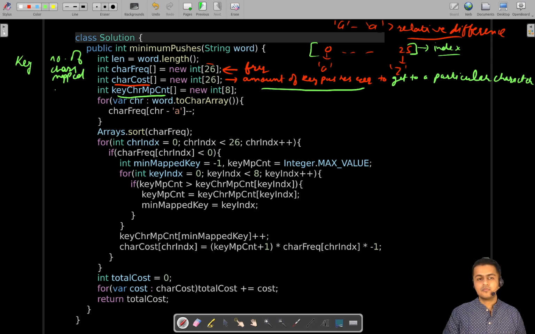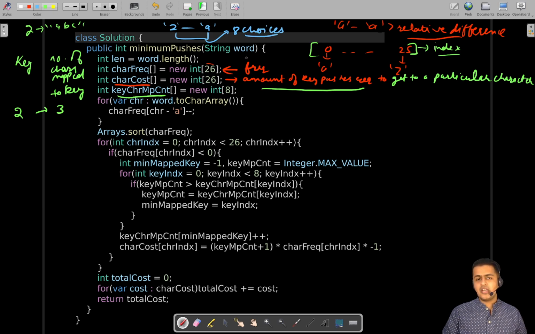For example, let's say 2 was mapped to ABC, then the number of characters that 2 is mapped to will be 3. So it's working like that. So key character map count. Since I already told you that we have only 8 choices, and those choices being from 2 to 9 only, so in total 8 choices.